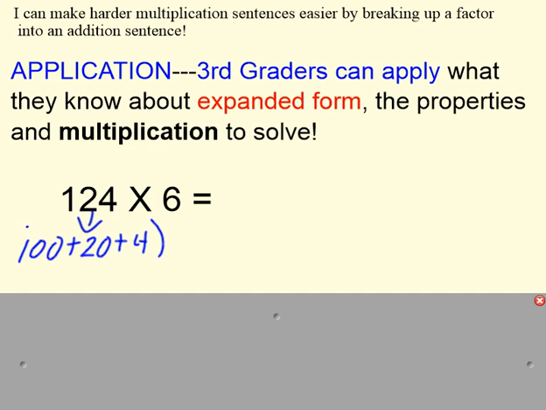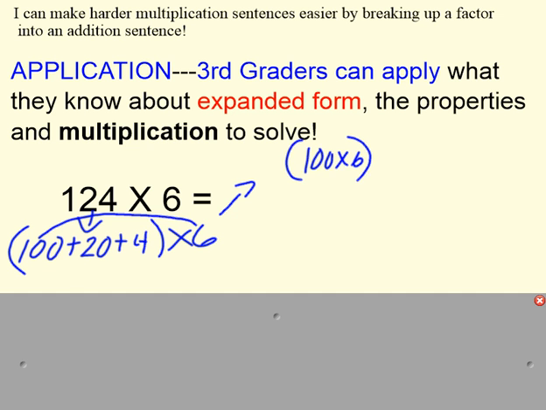And we know the distributive property, so we're going to multiply each of those addends by 6. I'm going to move this up here so that we have room. So I'm going to distribute. First, I have 100 times 6, plus 20 times 6, plus 4 times 6. This is the exact same equation as 124 times 6. We just wrote it in a different way.